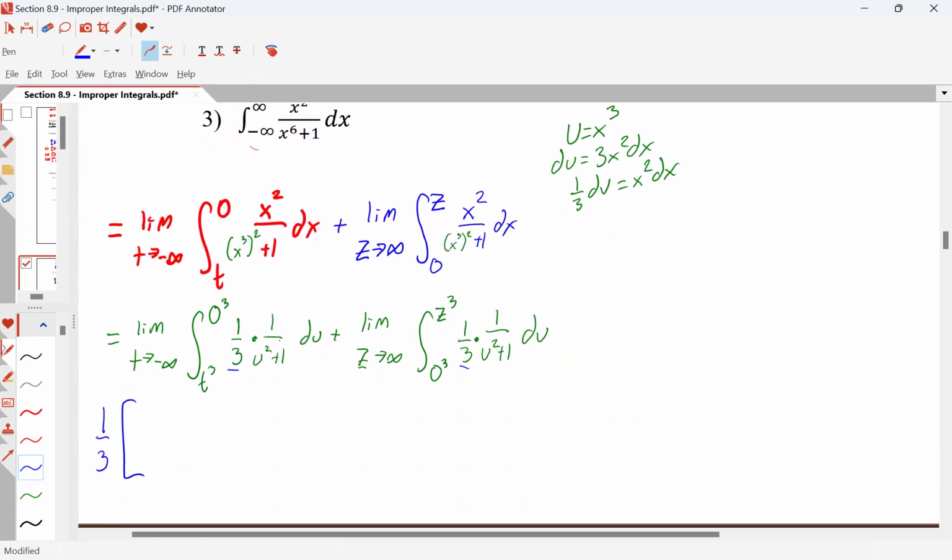Now, the antiderivative of 1 over u squared plus 1 is arctangent, meaning we're looking at the limit as t goes to negative infinity of arctangent of u from t cubed to 0 cubed, plus the limit as z goes to infinity of arctan of u from 0 cubed to z cubed.